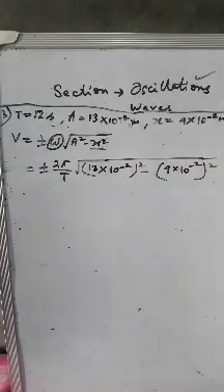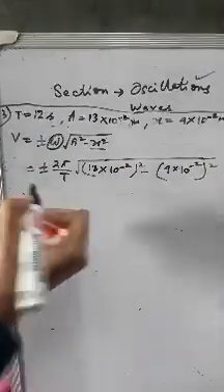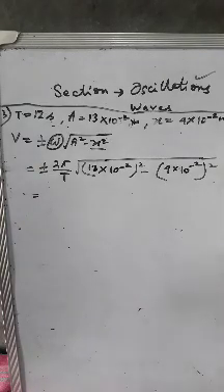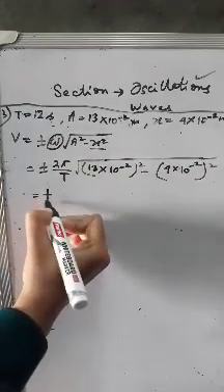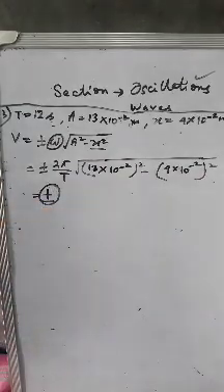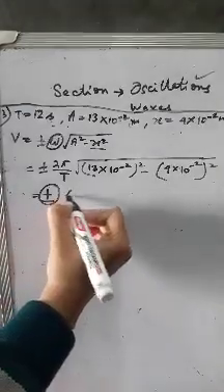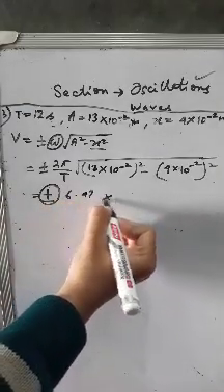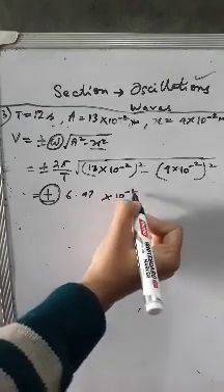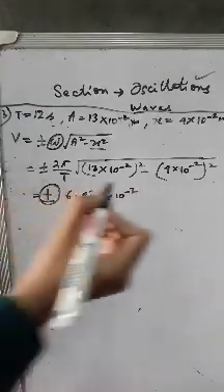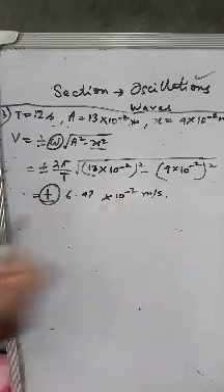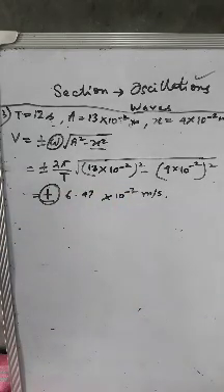Let's just do the calculation and your sum is over. If you do the calculation, students, you will get the final answer as plus minus, please don't forget to put this plus minus sign, 6.47 into 10 to the power minus 2 meter per second. Very easy sum. Now students, we have seen how to find out the velocity.